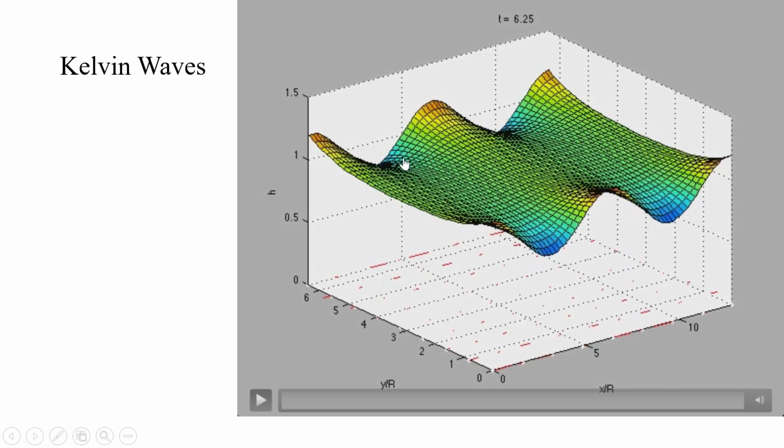So this is a type of gravity wave, but it is constrained so that the amplitude in the y direction satisfies an exponential form. The largest amplitude is at the two walls, and it decreases in the y direction in an exponential form.